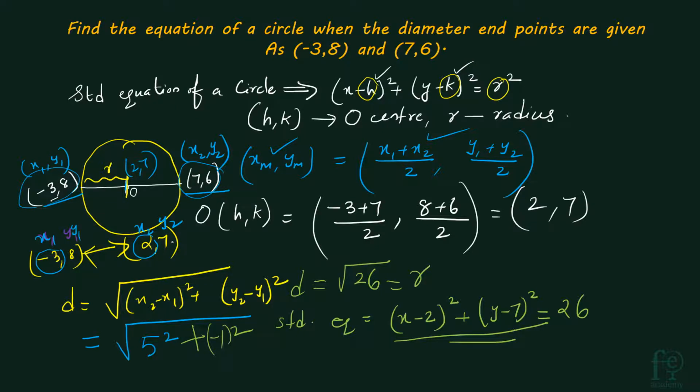Then you have to find out the radius of the circle. The radius can be found by determining the distance between the center of the circle and one of the endpoints of the diameter. So, you will be getting r also. Then just substitute in the standard equation of the circle, (x minus h) the whole square plus (y minus k) the whole square is equal to r square. So, you will get the final answer as (x minus 2) the whole square plus (y minus 7) the whole square is equal to 26.